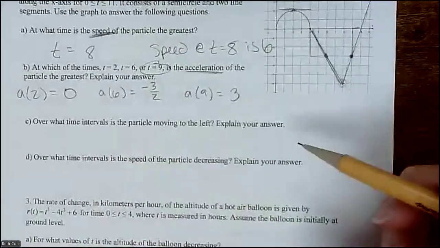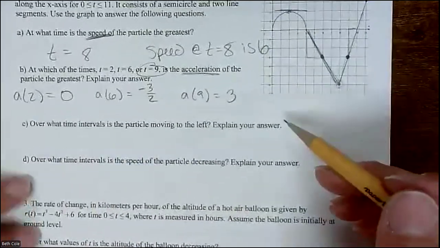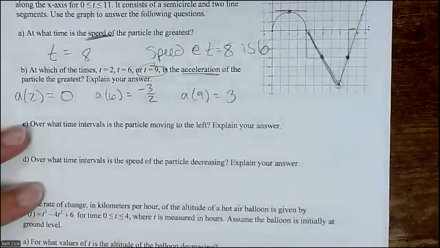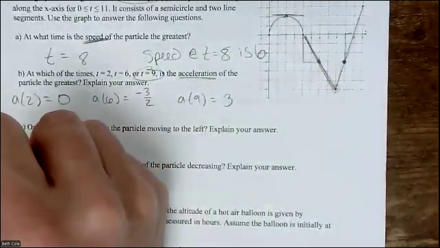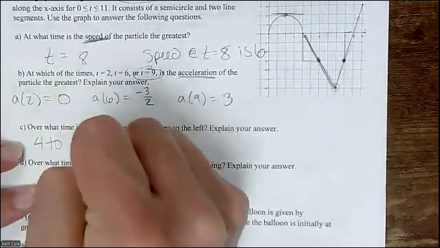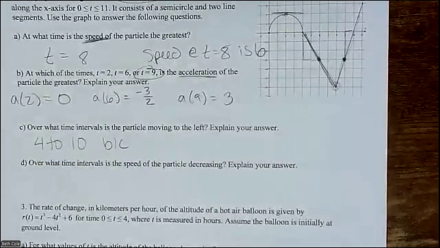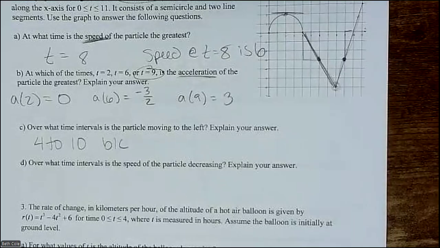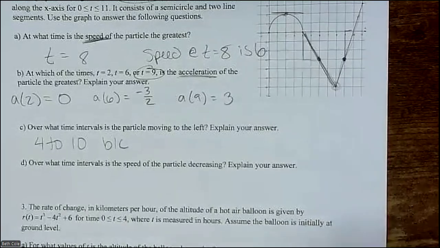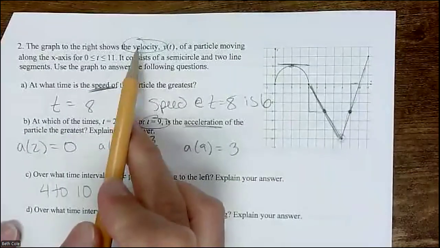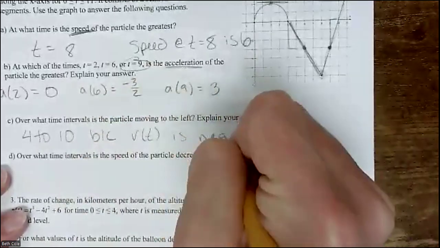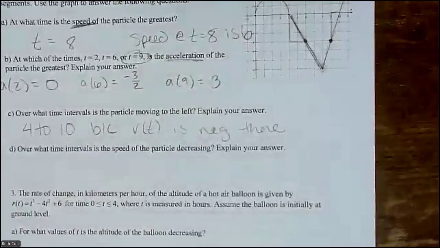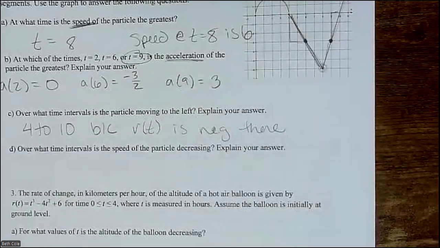Over what time intervals is the particle moving to the left? Explain your answer. I'm going to tell you the answer. I want you to do the explaining. It would be from time 4 to time 10. So 4 to 10, because why? Why did I pick what's negative? Velocity. Because velocity is negative there. You always want to cite your source, which would be position, velocity, or acceleration. Those are the things that you want to cite.